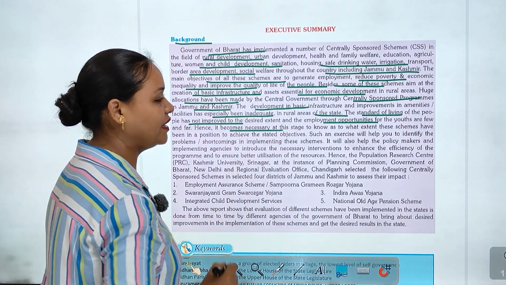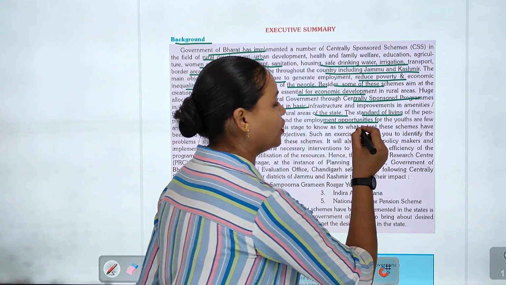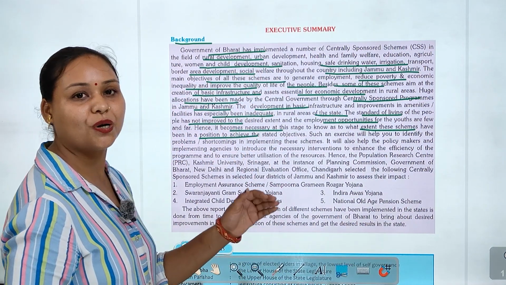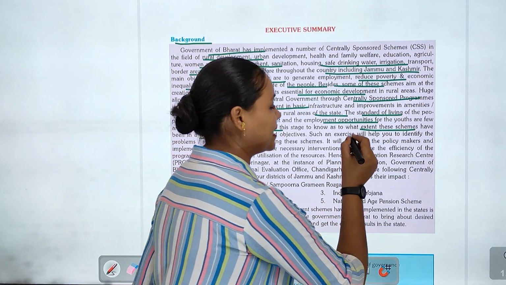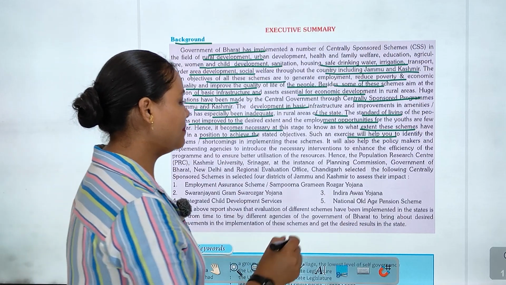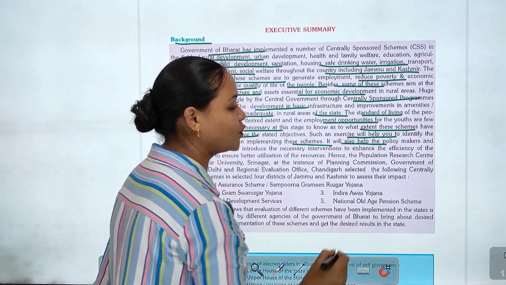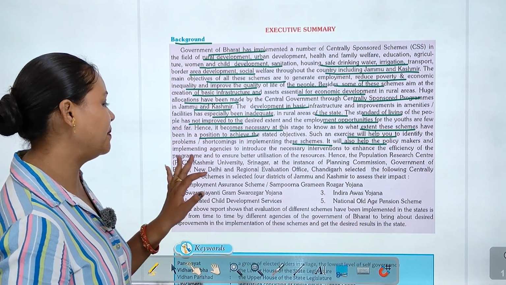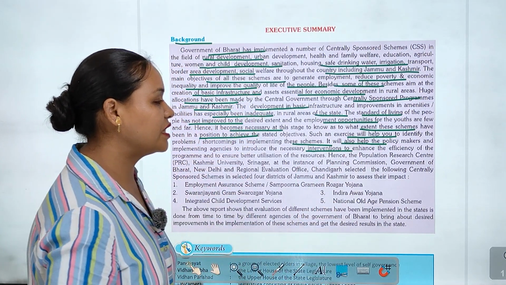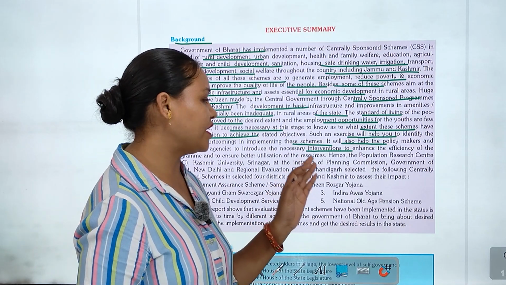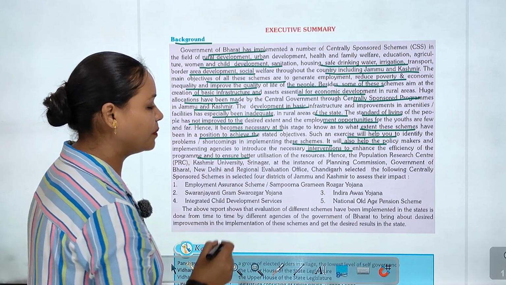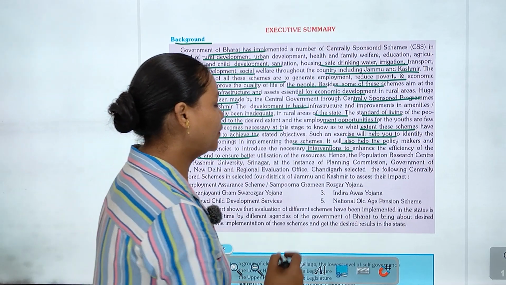Hence, it becomes necessary at this stage to know to what extent these schemes have been in a position to achieve the stated objectives. Such an exercise will help identify the problems and shortcomings in implementing these schemes. It will also help the policymakers and implementing agencies to introduce the necessary interventions to enhance the efficiency of the program and ensure better utilization of the resources.